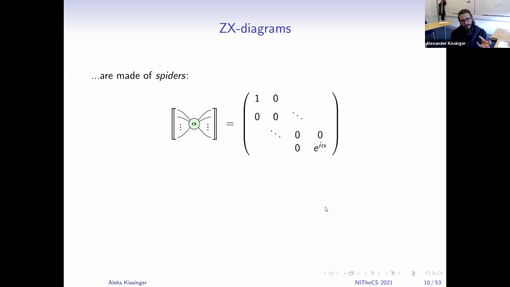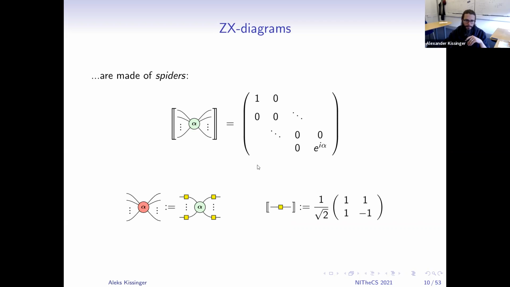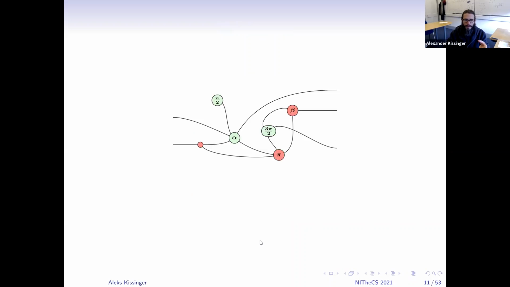Okay, so they're made of these things called spiders. Well, all of these things are represented mathematically as matrices, and here's the matrix of a green spider. And here's a way to change the colors of spiders, and then a red spider is just the color being changed. It's not too important. What's important is that if I have one of these diagrams, it's really now a graph.